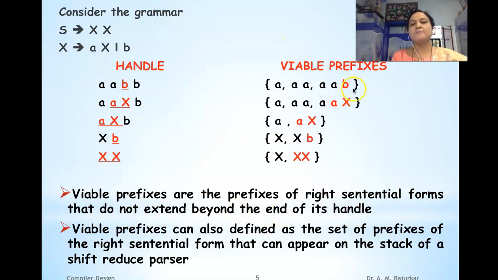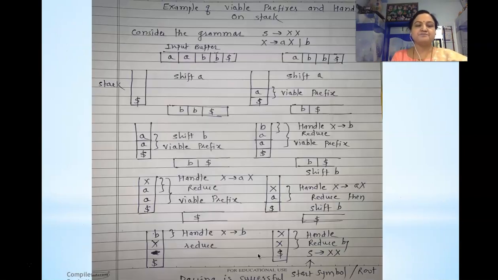If you observe here, the viable prefix stops at the handle. It does not go beyond it, because the top of the viable prefix is a handle which we are going to reduce during LR parsing. So, viable prefixes can also be defined as the set of prefixes of the right sentential form that can appear on the stack of a shift reduce parser. So, this is an example of finding viable prefixes and handles on the stack.